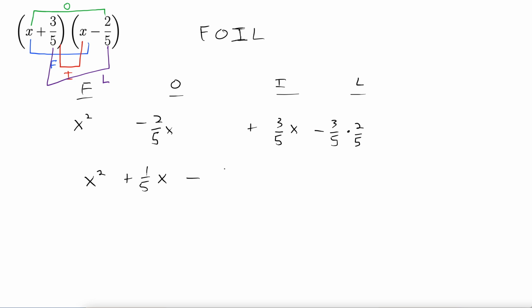And then minus, here we have a fraction times another fraction, so we just multiply the numerators, multiply the denominators. So minus 6/25. No more simplification from there. So this is our final answer.